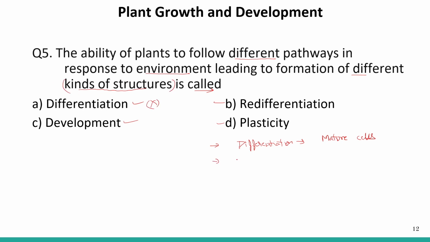Second option is redifferentiation. All right. Redifferentiation is when the cells lose the capacity to divide again.